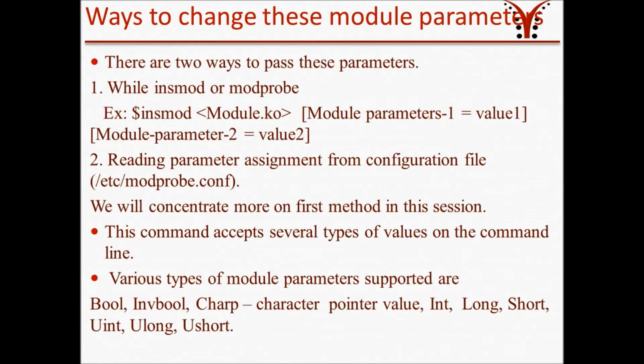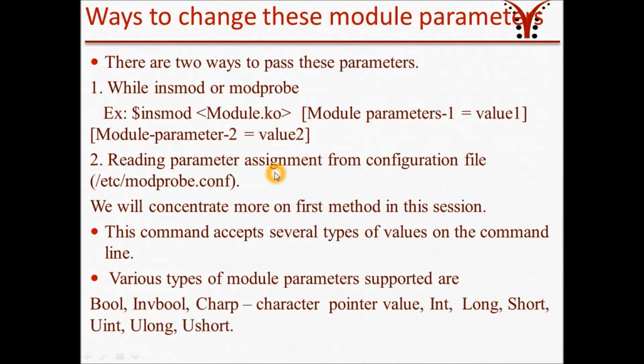Let's see what are the ways to change the module parameters. There are two ways to pass these parameters to your Linux kernel module. One is using insmod or modprobe. The second one is reading parameter assignment from the configuration file. Let's come back to the first one. When you want to pass any parameter to your Linux kernel module, you use this command called insmod module.ko. If you are not familiar with the insmod command, I recommend watching my earlier tutorials on Linux device drivers. So coming to this command, it is insmod module.ko with optional parameters. Let's say you pass a module parameter, say module parameter 1 with the value of value 1, then whenever you are referring to module parameter 1 in your program, we'll consider the value which is passed through this command. Similarly, you can pass n number of parameters like module 2 or module 3.